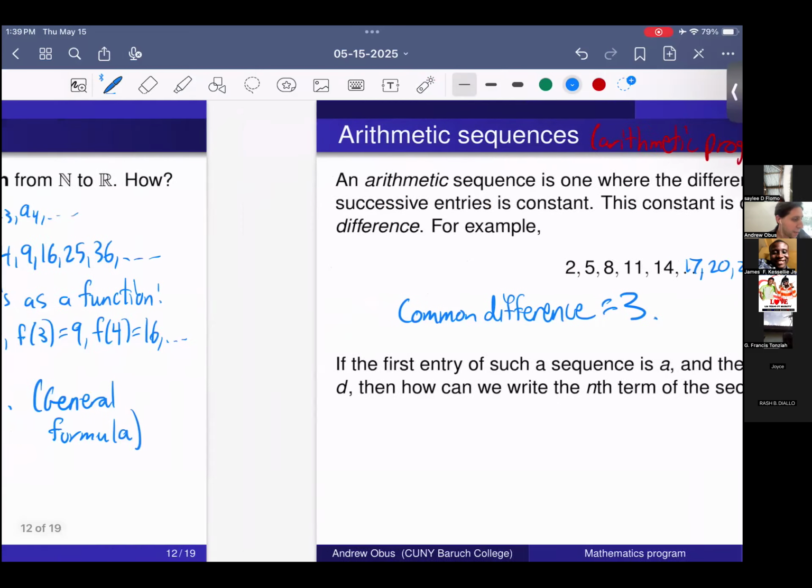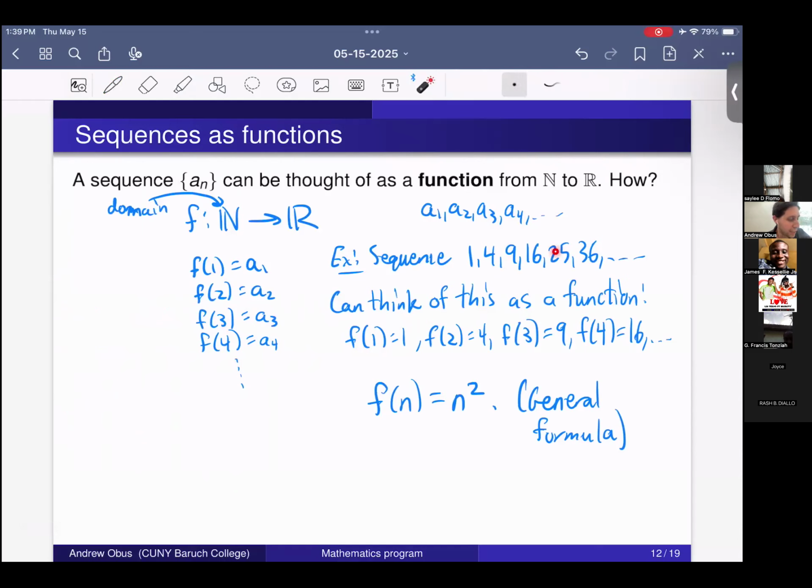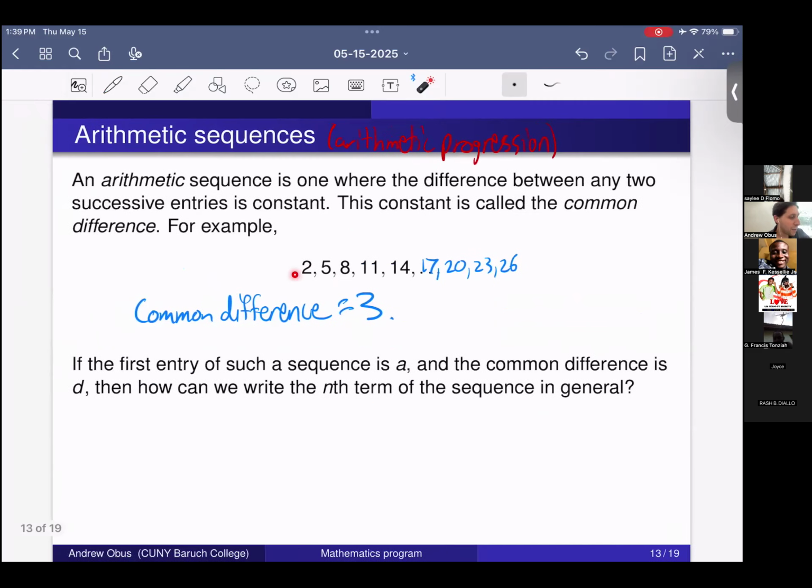This is called an arithmetic sequence. Something like 1, 4, 9, 16, 25, 36 is not an arithmetic sequence because the differences between each two successive entries change. To get here, you add 3, but then to get here, you add 5, and then you add 7, and then you add 9, and then you add 11, and so on. So it's not a common difference. Whereas over here, this sequence has a common difference because the difference between any two neighboring entries is always 3. You always add 3 to get from one entry to the next one. So this is called an arithmetic sequence.